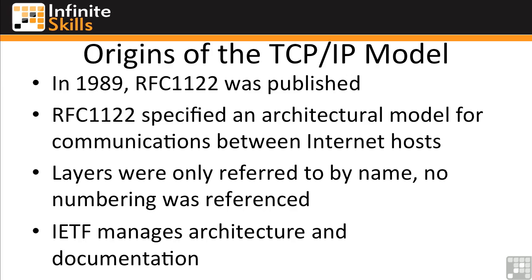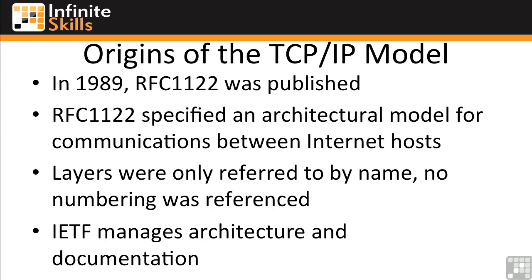So in 1989, RFC 1122 was published. RFC 1122 is a request for comment that specifies an architectural model for communications between internet hosts. Now, it's important to note here that this is some 9 years, give or take, after the adoption of the OSI model by the ISO. So we've got the OSI model in place, but TCP IP has become the standard protocol across what was slowly becoming what we now think of as the internet today.